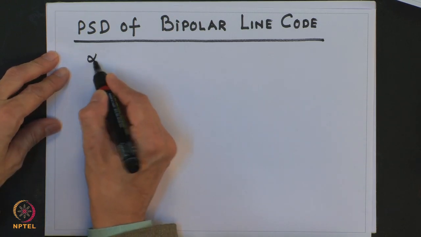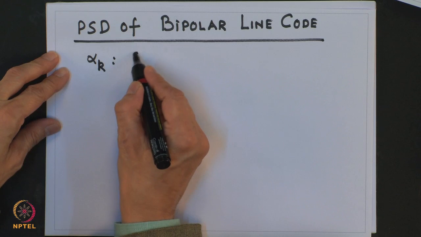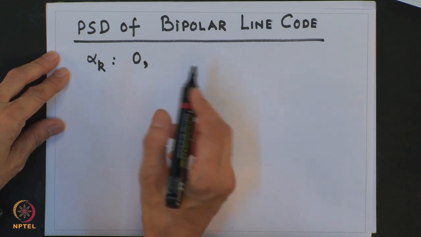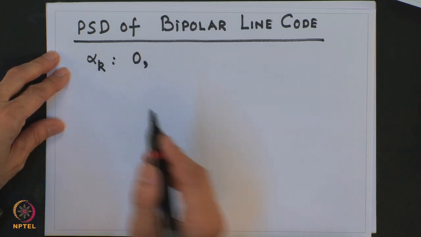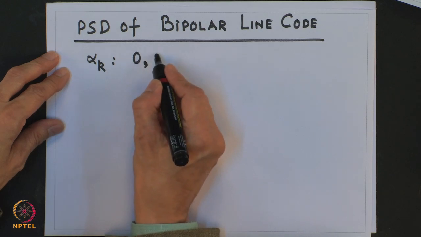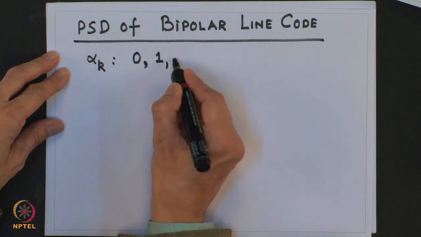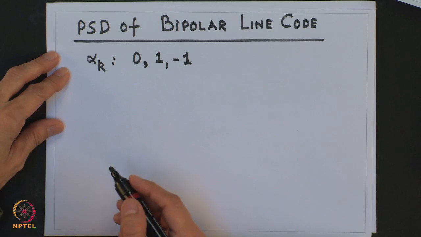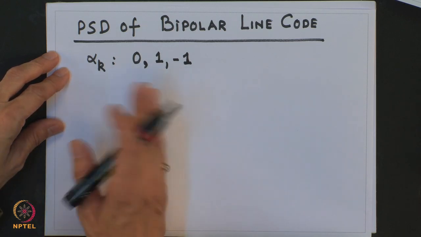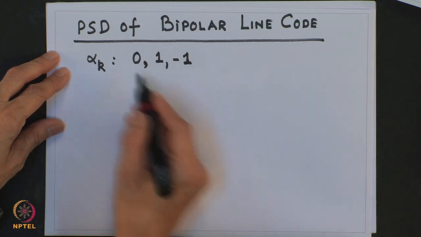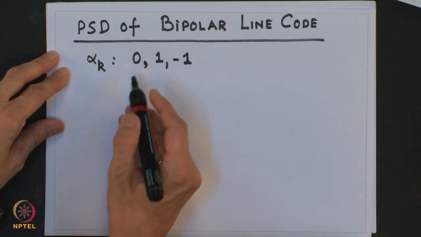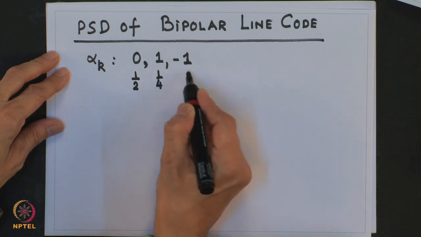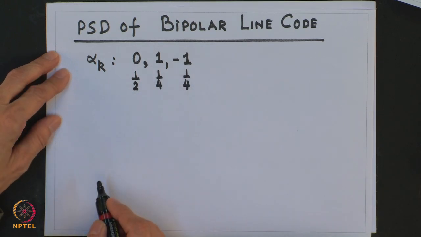Now, in this case, your alpha k can take value 0 when we have symbol 0; we don't transmit any pulse, so alpha k is 0. Whenever we have symbol 1, it could take either plus 1 or minus 1. This will happen in an alternate fashion. We assume that the probabilities of symbols 0 and 1 are equiprobable. So in this case, the probability of occurrence of alpha k would be equal to half for 0, 1/4 for plus 1, and 1/4 for minus 1 respectively.